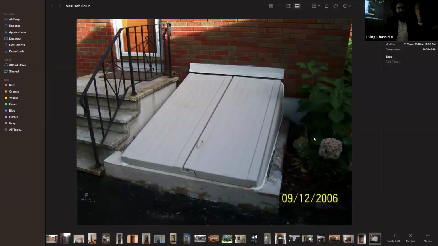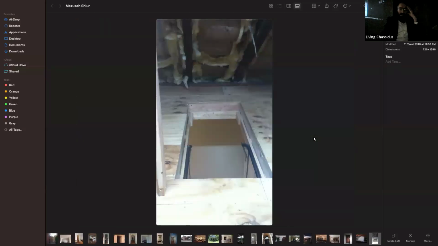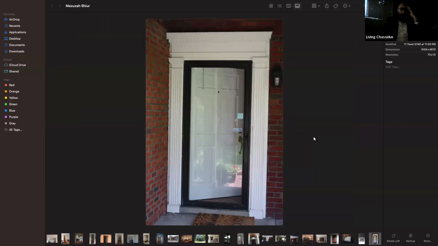This one I would say no, this is not a chiyuv. It has to be straight up, flat down. There's no chiyuv. The same idea here. No chiyuv. The tractors do not need. Yeah, this is going into a house.